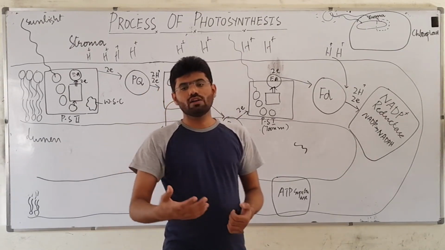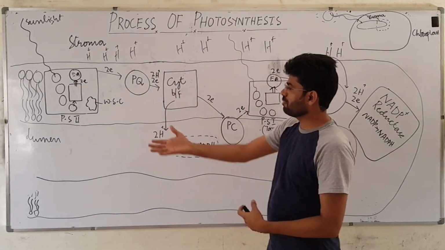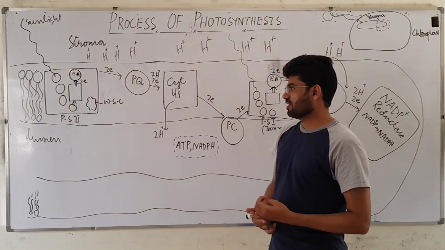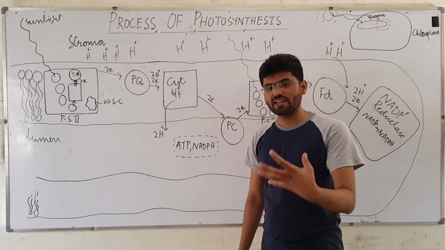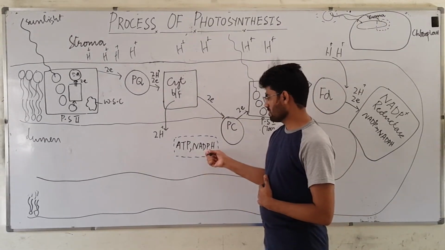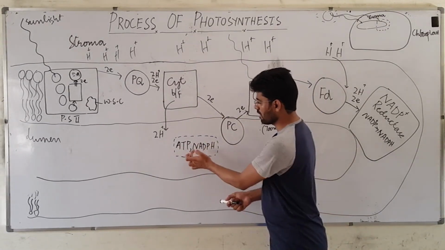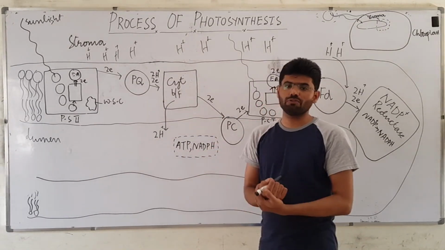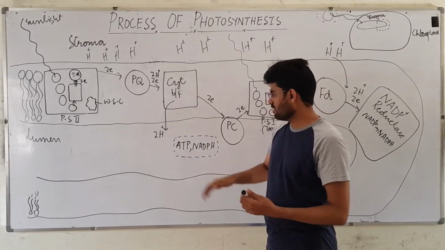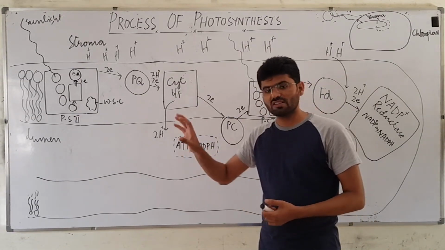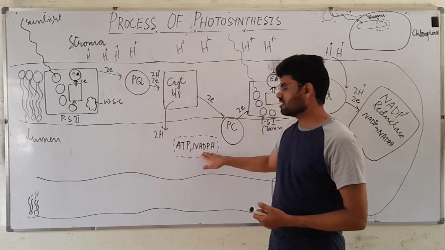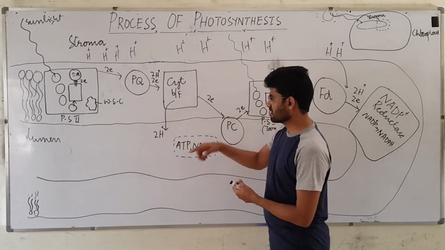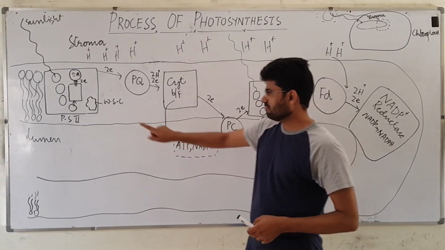Now let's discuss the second part of this light dependent reaction, in which we will produce ATP, because I have highlighted these two molecules. These are the two, means they are to be synthesized during this light dependent reaction. So now let's discuss how ATP is made.